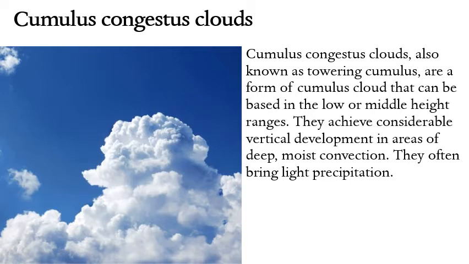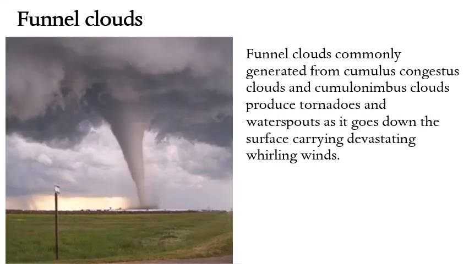This cumulus congestus cloud is associated with the development of a tornado or a waterspout, which is also known as the funnel cloud. Funnel clouds are commonly generated from cumulus congestus clouds and cumulonimbus clouds. They produce tornadoes and waterspouts as they go down to the surface carrying devastating whirling winds. So as you see in the picture, a funnel cloud is also known as a tornado.